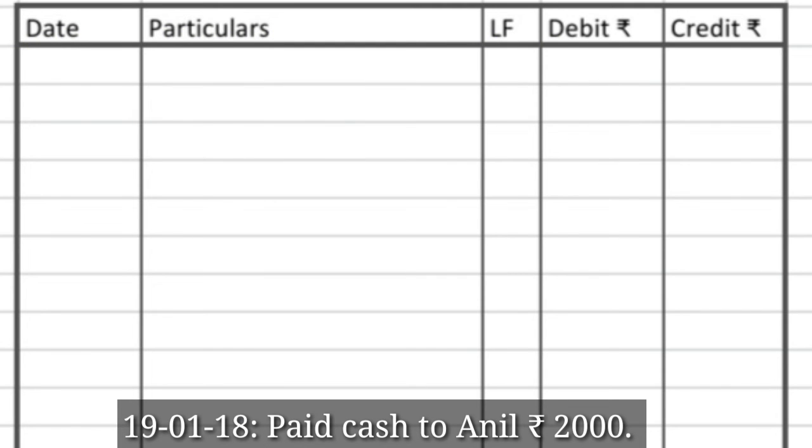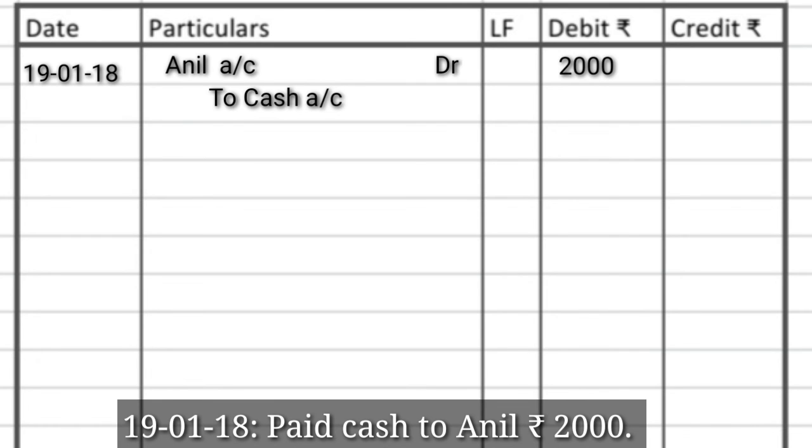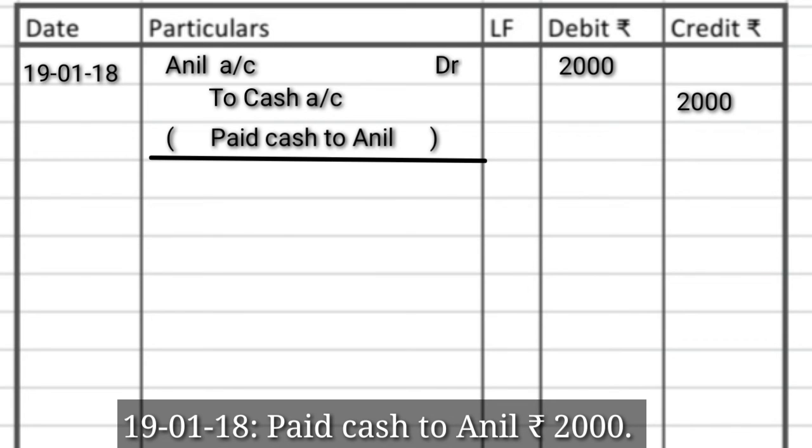In the date column, 19th January 2018. And in the particulars column, first we need to write the debit. So here, debit Anil. Anil's account is a debtor. Debit amount column 2000, to cash account, credit amount column 2000. So Anil's account debtor to cash account 2000, and the narration is paid cash to Anil. Right? Then draw a single line.